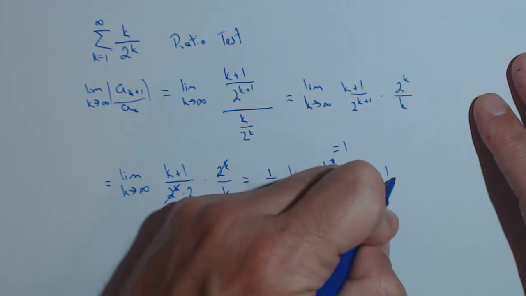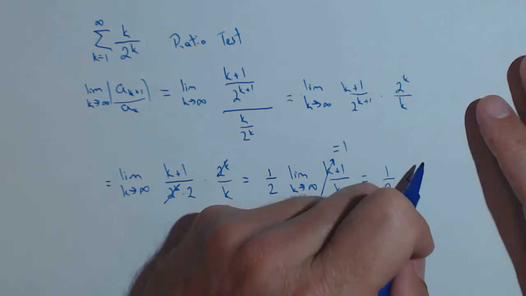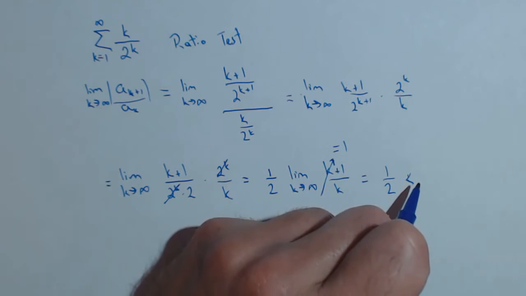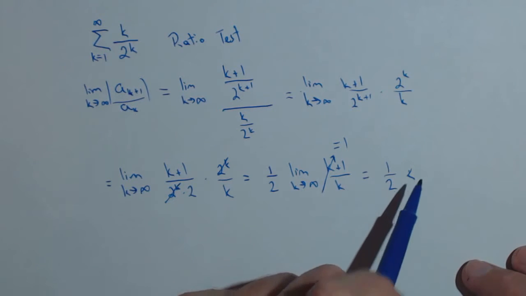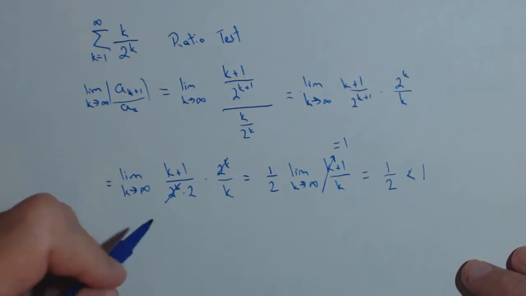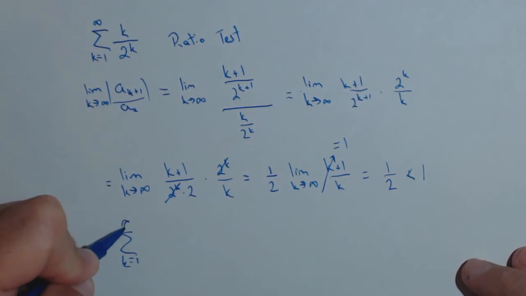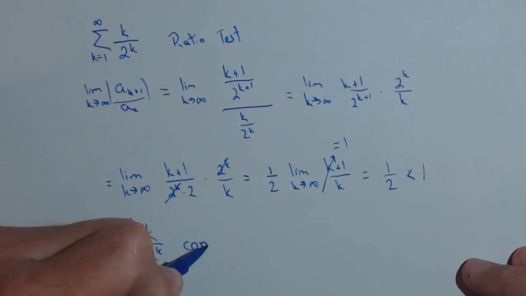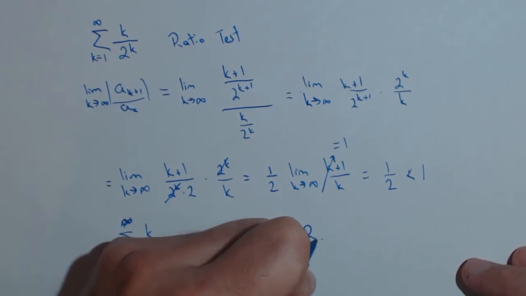So 1/2 times 1 equals 1/2, which is not equal to 1. So what we see is that we have a non-zero end result that is less than 1. So we can conclude that our series, k over 2 to the k, converges by the ratio test.